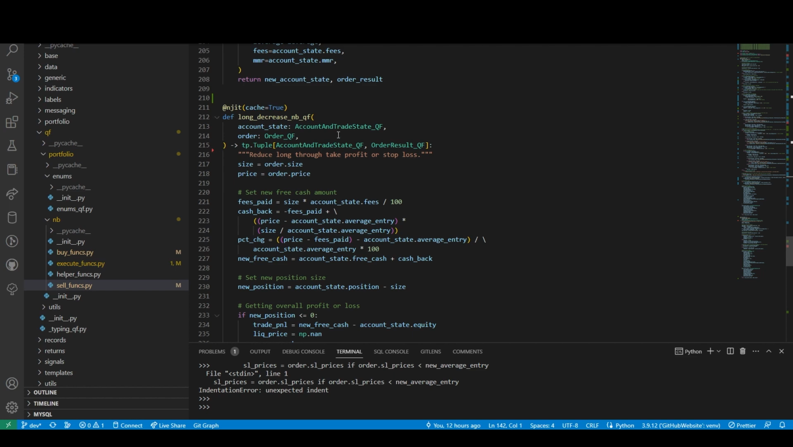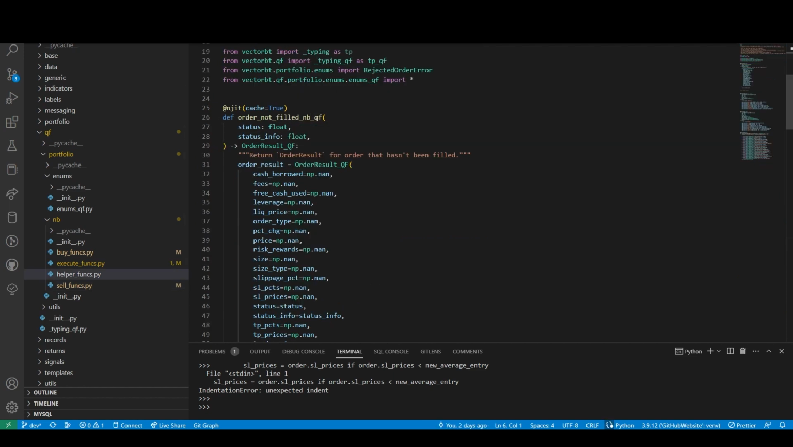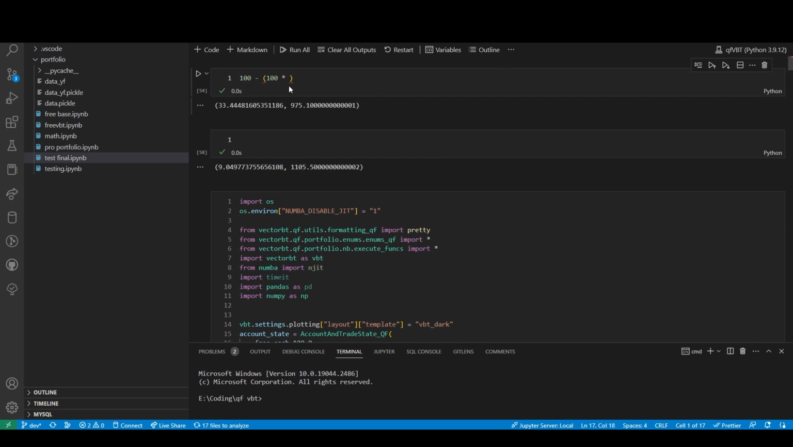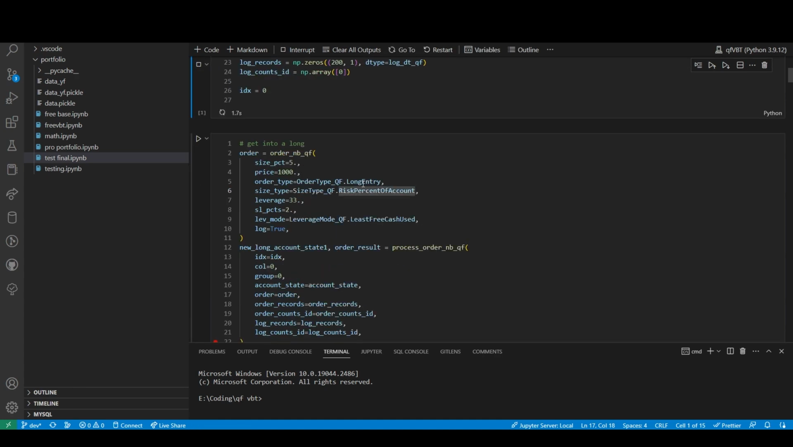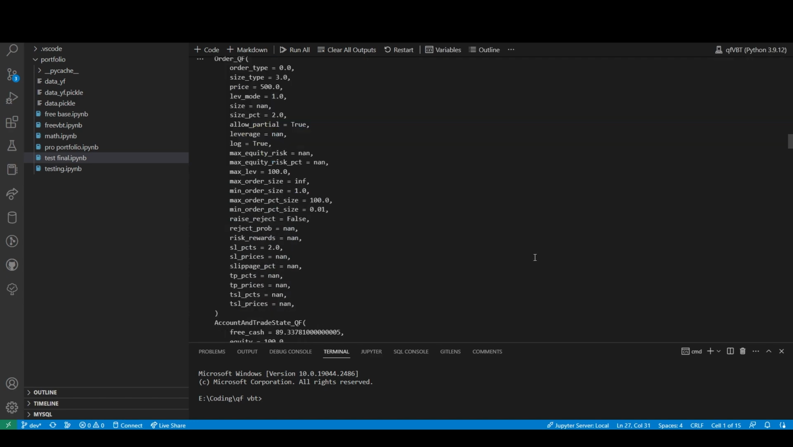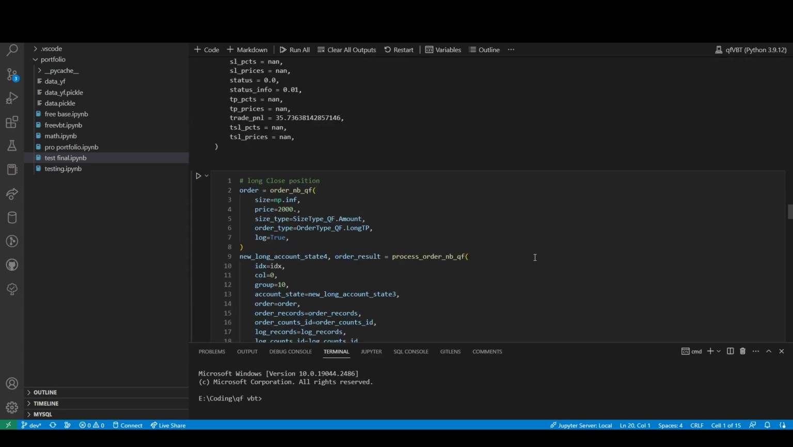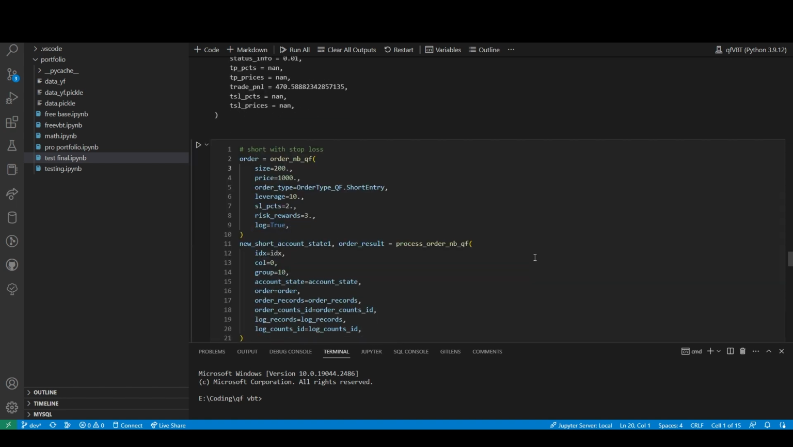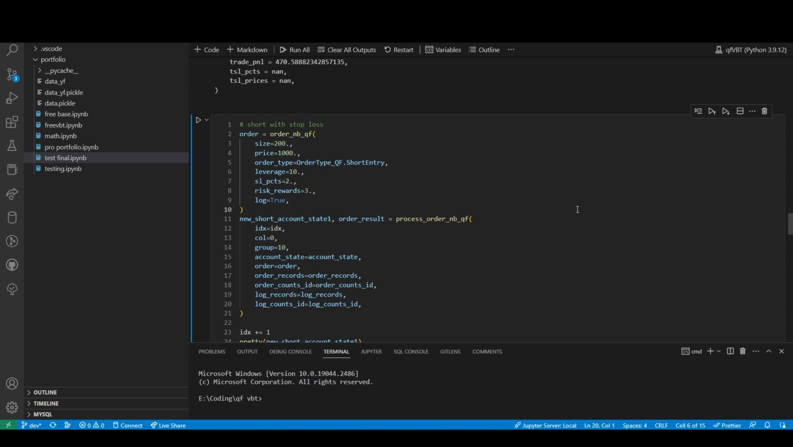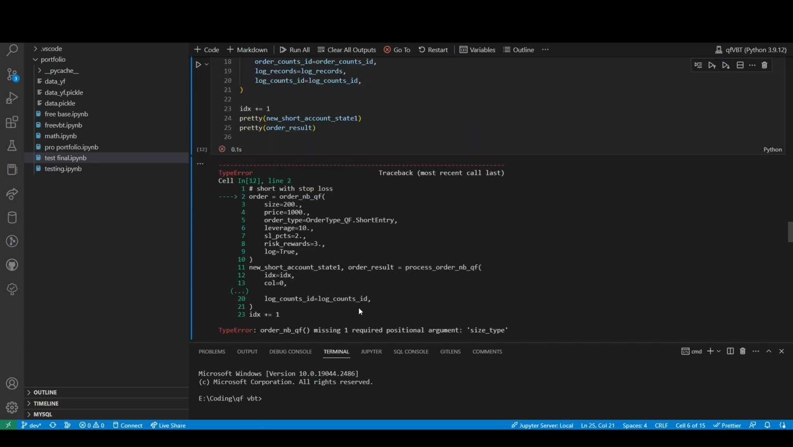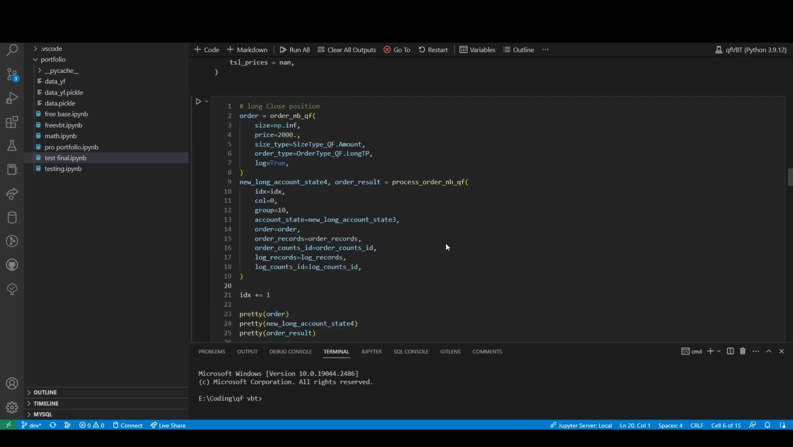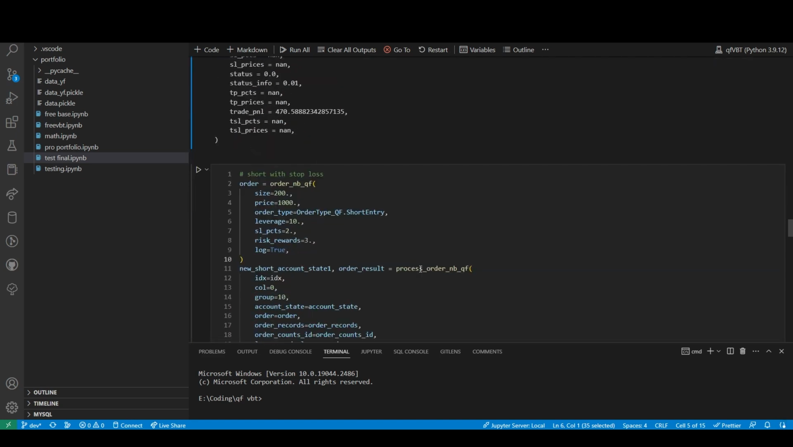Before we go on to this, let's just check. So we'll do this. I think we have some short stuff down here. Short with a stop loss, let's see. And that's so fast. Damn it! Size type. What is our size type? Oh wait.